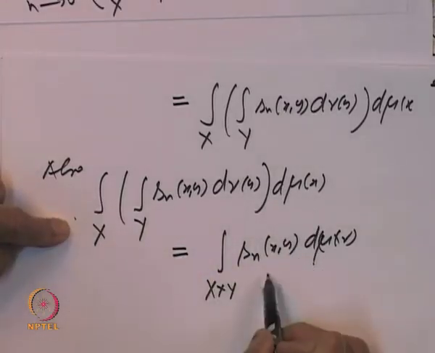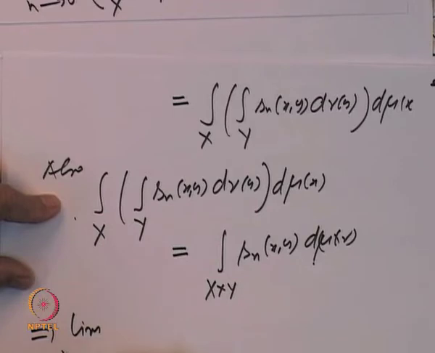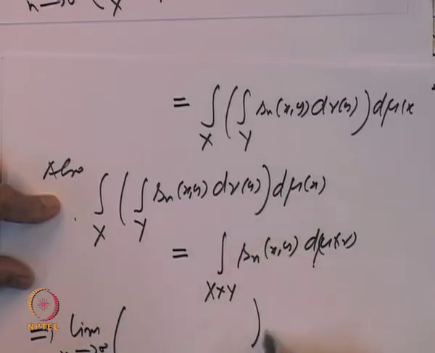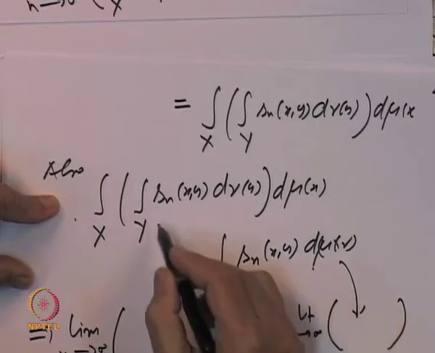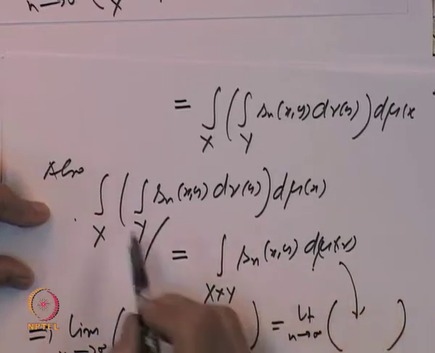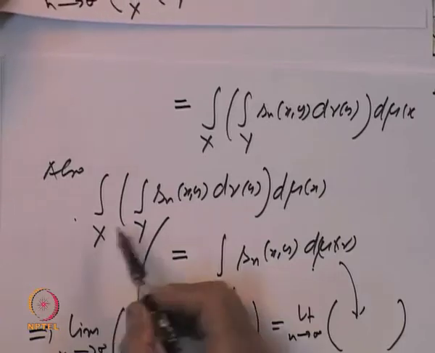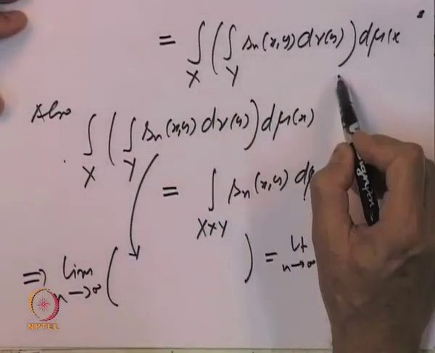Now, this result is equal to this, so the limit of this must be equal to the limit of that. This implies the limit as n goes to infinity of the left hand side must be equal to the limit as n goes to infinity of the right hand side. But the limit of the left hand side, we have already seen, is equal to this.